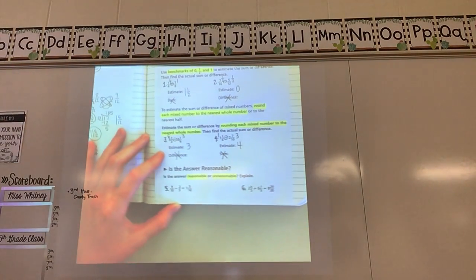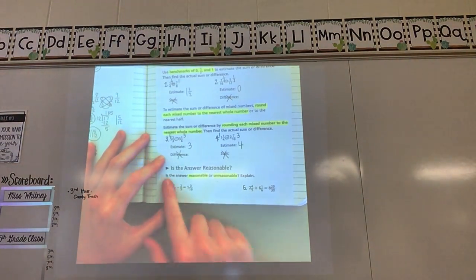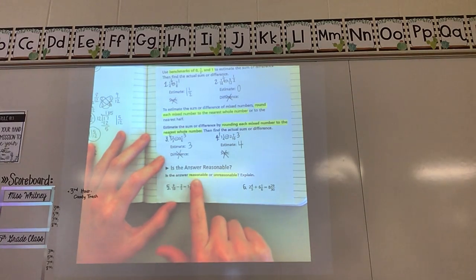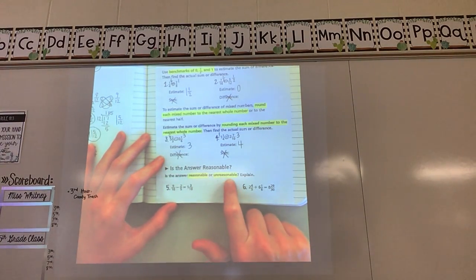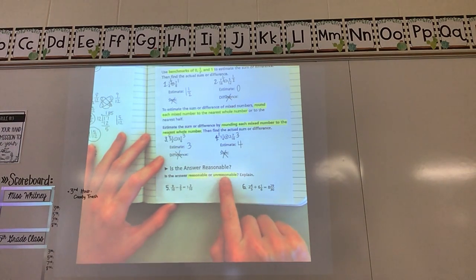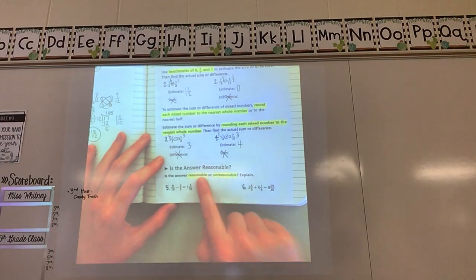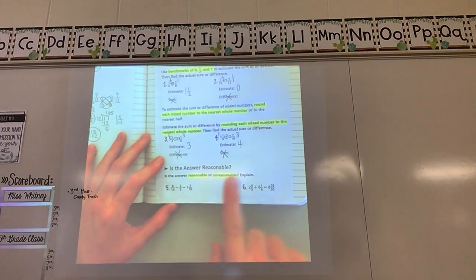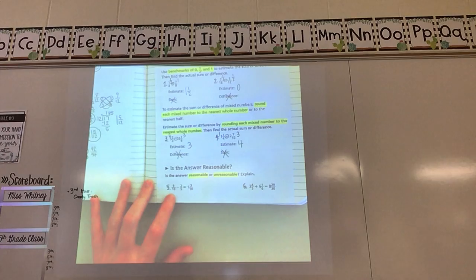All right, one more section down here. It says, is the answer reasonable or unreasonable? So we have to estimate and decide. Is their answer reasonable, which means, yeah, they probably did it right, or is their answer unreasonable, which means they probably made a mistake because it's way off. So we have to decide, is it reasonable or unreasonable? So let's look at number 5.